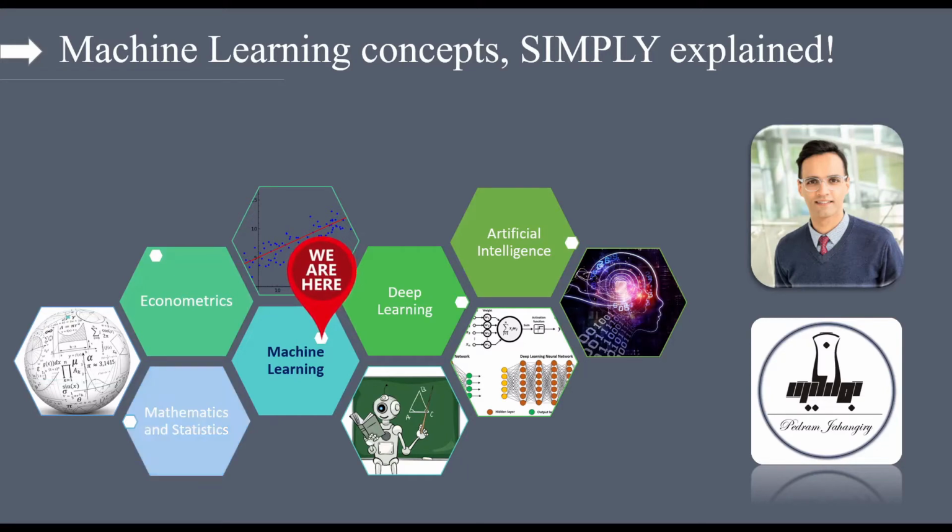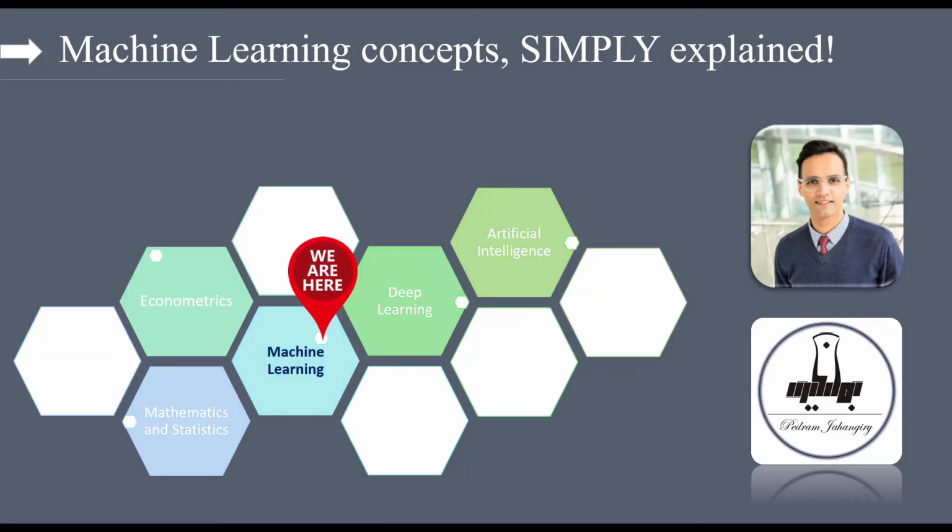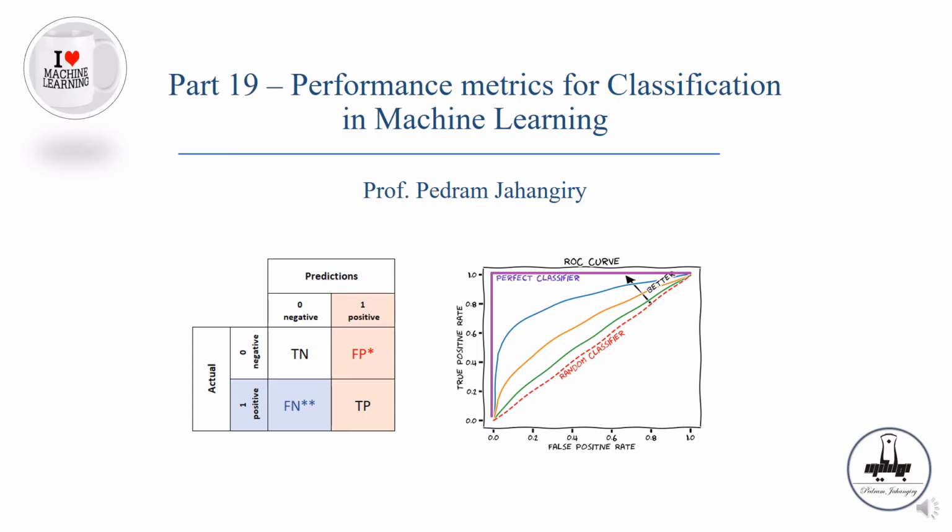This is another episode of my crash course in machine learning concepts, simply explained. All right, part 19, performance metrics for classification problems in machine learning. Now let's see how we evaluate our classifiers using some statistics.